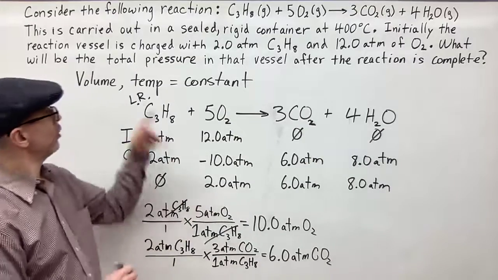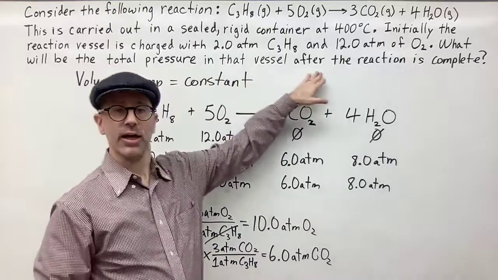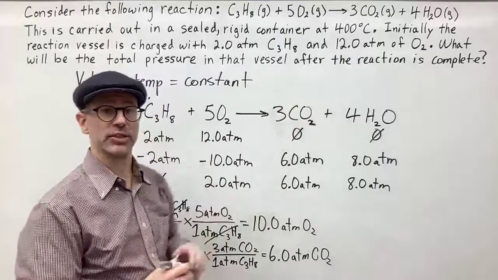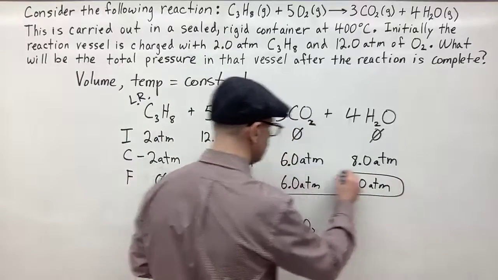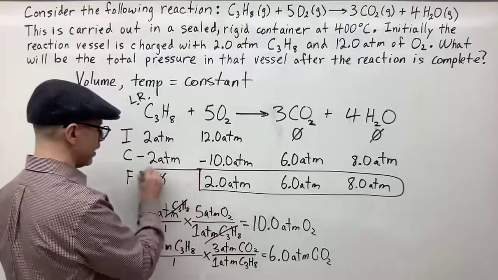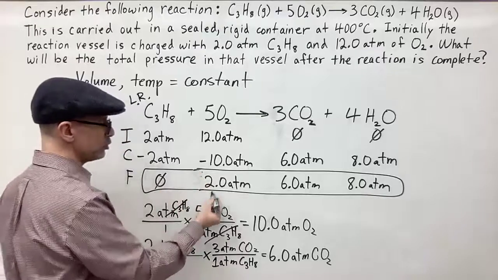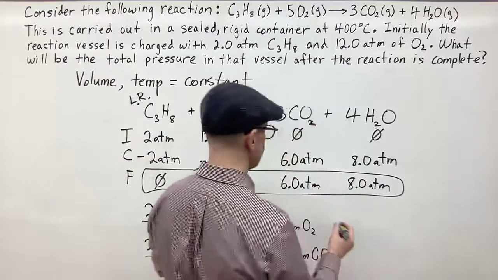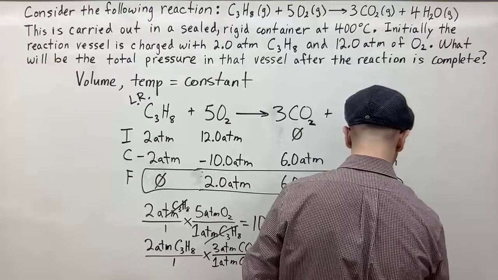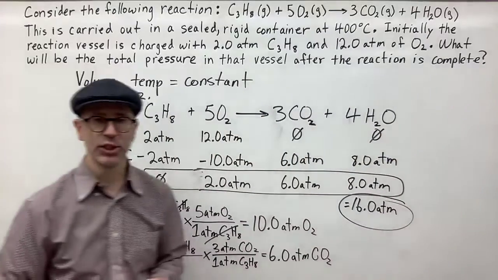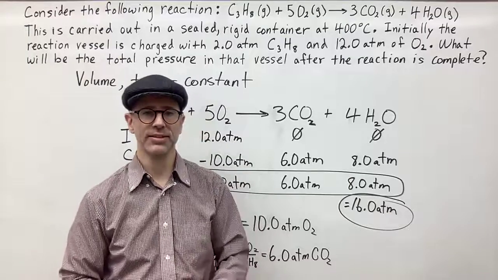And so they're asking us what will be the total pressure in the vessel after the reaction is complete. So you just add these together, but 0, of course, doesn't do anything. So 0 plus 2 plus 6 plus 8 is going to be equal to 16.0 atmospheres of pressure when the reaction is over. And that, ladies and gentlemen, is how you attack this sort of problem.